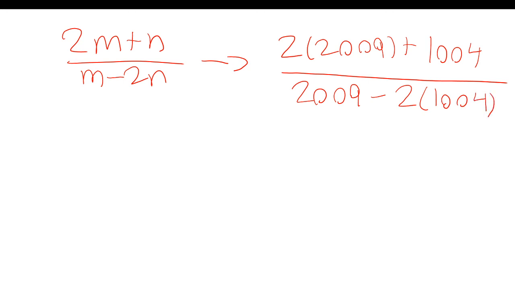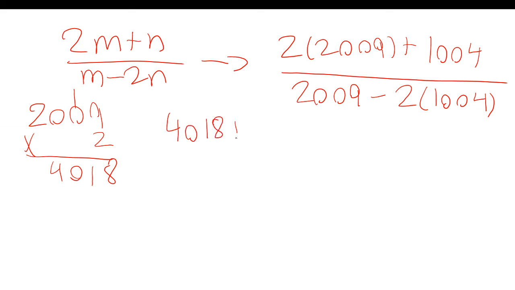Alright, so the only thing I don't know how to do in my head is 2 times 2009. So I'm going to go ahead and do that out right here. That's not as easy to compute, but we'll go ahead and do it. Of course, on a target round, we get a calculator, so you can just quickly compute this using your calculator. But since I don't really have a calculator here, I'm just going to do it without one. So this results in 4018, and now I have 4018 plus 1004 over 2009 minus 2 times 1004.